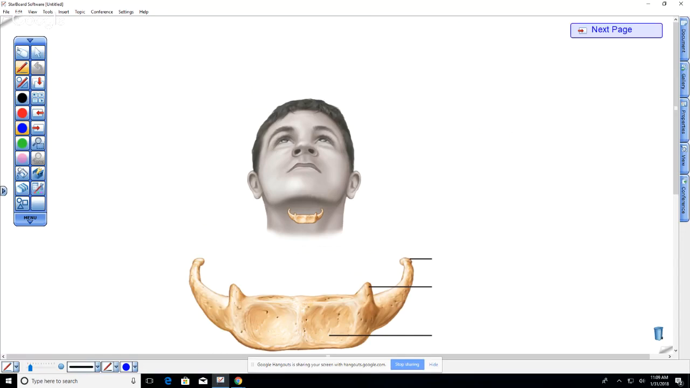Okay, so this is a diagram showing the hyoid bone. And the hyoid bone is really interesting because it is believed to be a remnant of a gill. So when we are in the fetus stage, right? When we're in the fetus stage, we have pharyngeal gills.